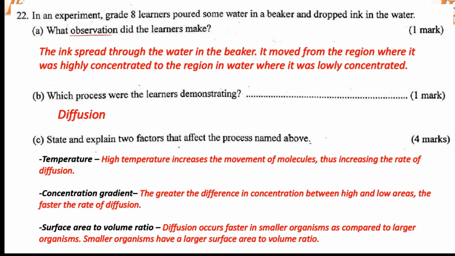Then the third one, which you can add, is surface area to volume ratio. In this case, diffusion occurs faster in smaller organisms or smaller particles compared to larger particles. Smaller particles or small organisms have a larger surface area to volume ratio. So when the surface area to volume ratio is large, diffusion takes place faster. And if the surface area to volume ratio is small, then diffusion takes place slowly.